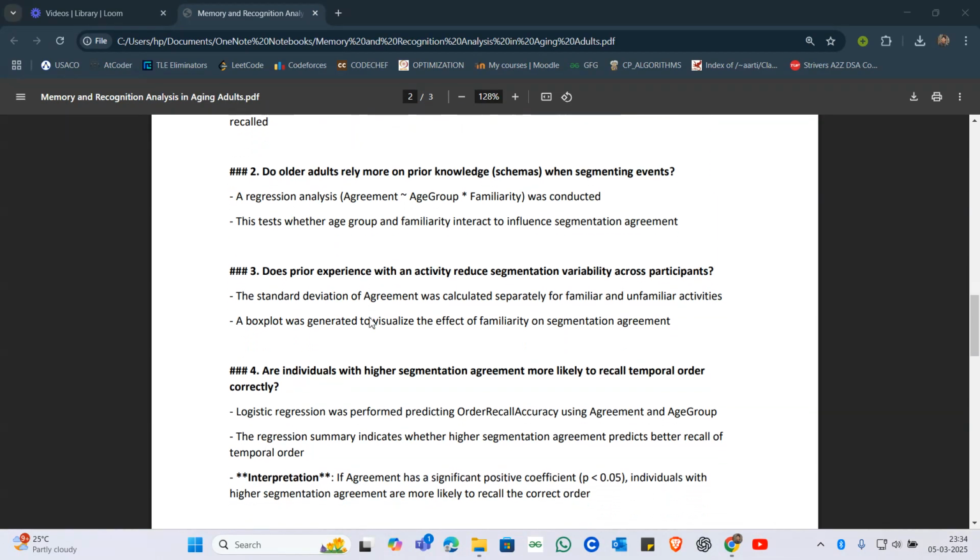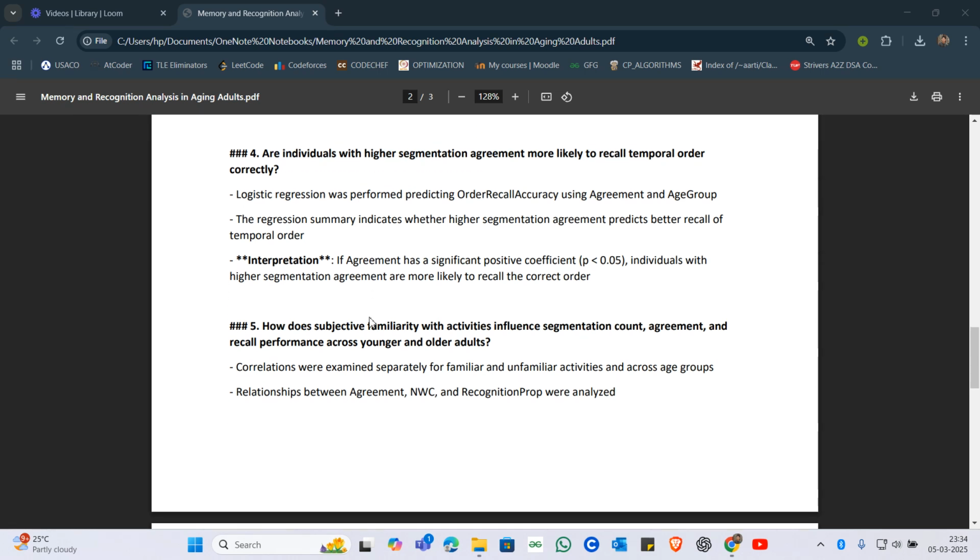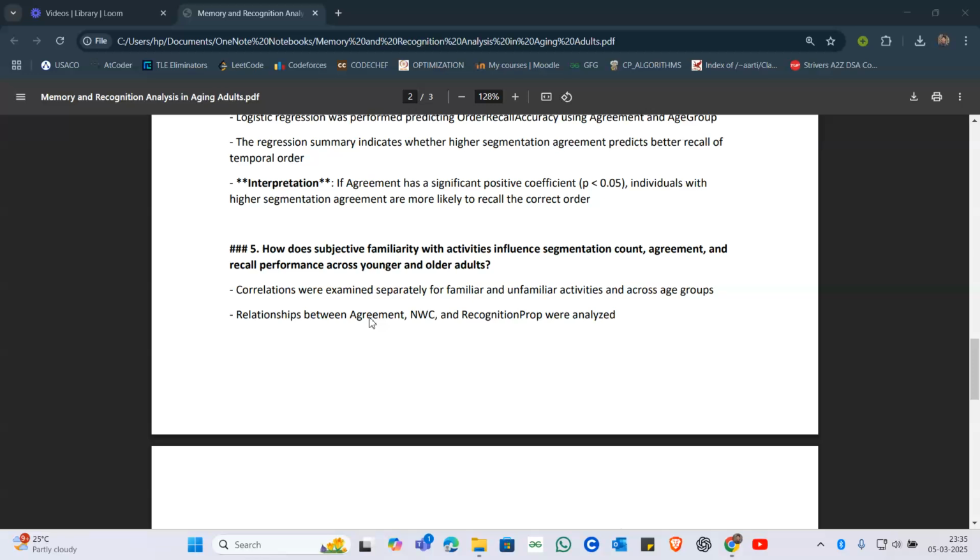The fourth question is, are individuals with higher segmentation agreement more likely to recall temporal order correctly? My answer is yes, individuals with higher segmentation agreement are more likely to recall the event sequences in the correct order. And the last question was, how does subjective familiarity with activities influence segmentation count, agreement, and recall performance across younger and older adults? The finding is recognition accuracy is influenced by segmentation agreement and familiarity, with younger adults showing stronger correlations.